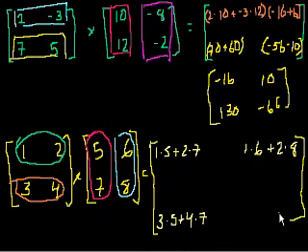And then we're in the bottom row and second column. Second row, second column. So we get our row information from here and our column information from here. So it's 3 times 6 plus 4 times 8.